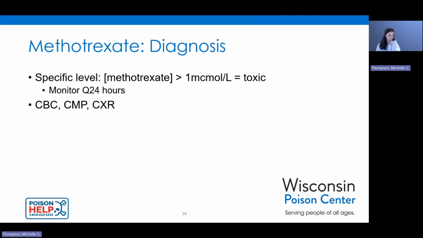Diagnosis, again, is based on history. We can obtain specific methotrexate levels, and a concentration greater than 1 micromole per liter is considered toxic. In the setting of toxicity, this should be monitored every 24 hours. We should also be obtaining a CBC to look at platelets, actually all cell lines, platelets, hemoglobin, and white cells, a CMP to evaluate for kidney function and liver function, and then chest X-ray in any patients who are hypoxic or complaining of dyspnea.